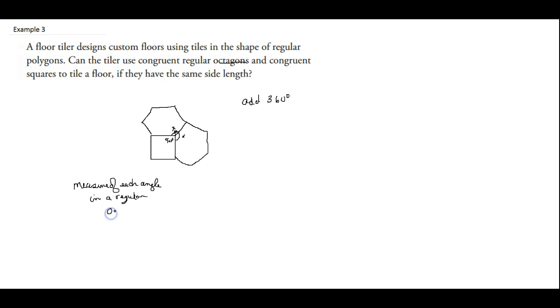in a regular octagon. That's 180 times 8, an octagon has 8 sides, minus 2, all divided by 8. This is 180 times 6 divided by 8. Let's calculate that. 180 times 6 divided by 8. And so each of these is 135 degrees.